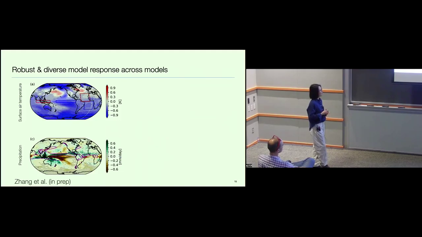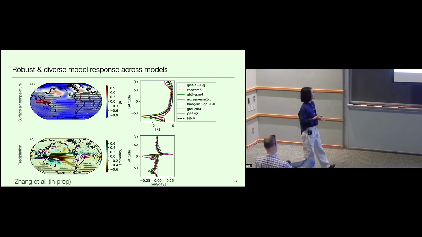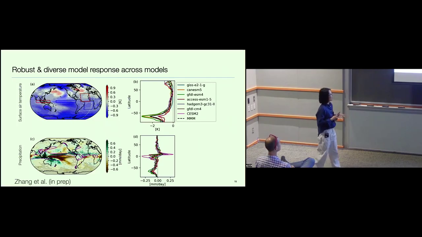And the purple line is showing the climatological precipitation from the multi-model mean. So that's the robust part, and the diverse part is really the magnitude. On the right, I'm showing the zonal mean temperature and precipitation anomalies. If you look over the Southern Ocean, there's a very large spread on how much cooling there is. It ranges from minus 1.5 to minus 3 Kelvin. And that large spread is quite interesting.